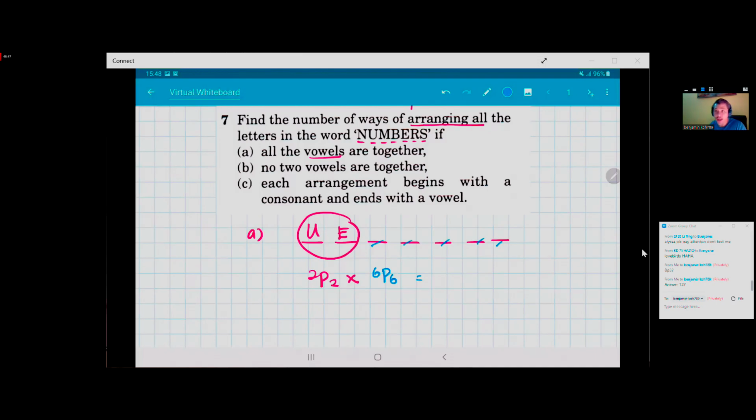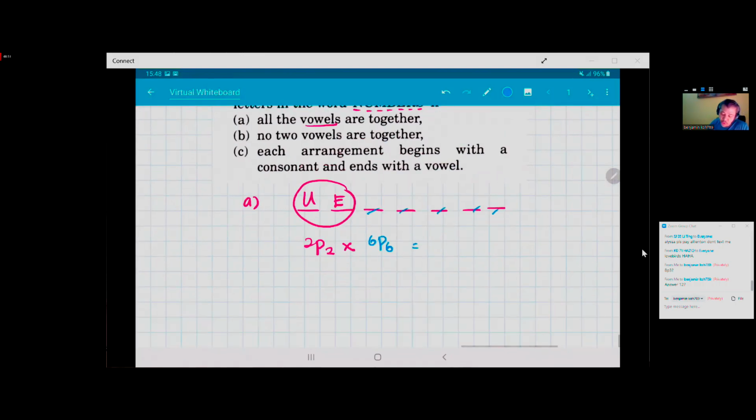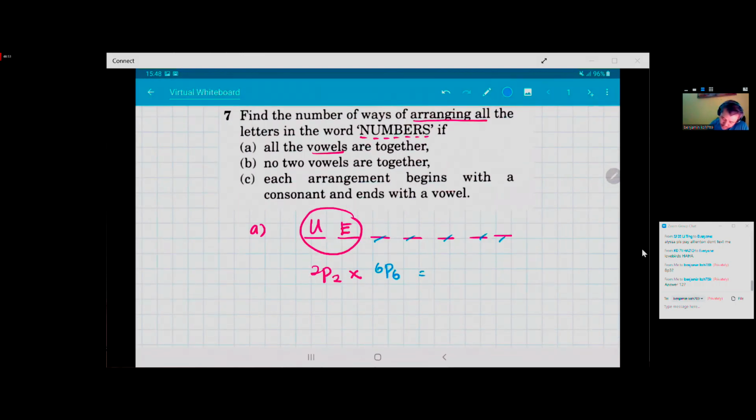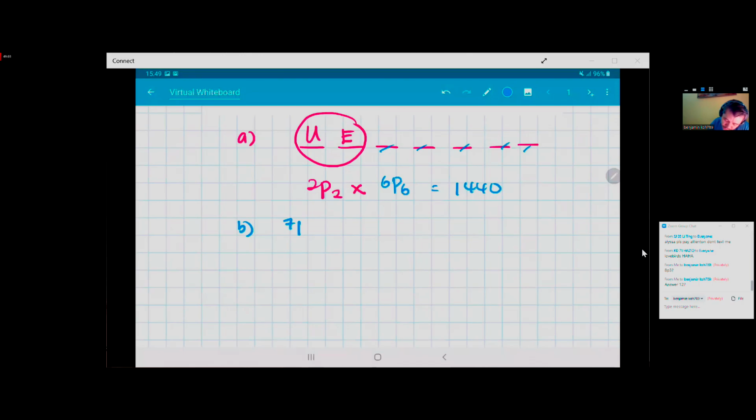Okay. Next one, B. Okay, B, no two vowels together. Okay, senang. So remember, together jawapan dia 1440 kan? Kalau not together, you find the total. So total tadi ialah 7P7 minus 1440. Got it? Boleh faham tak? Kenapa?